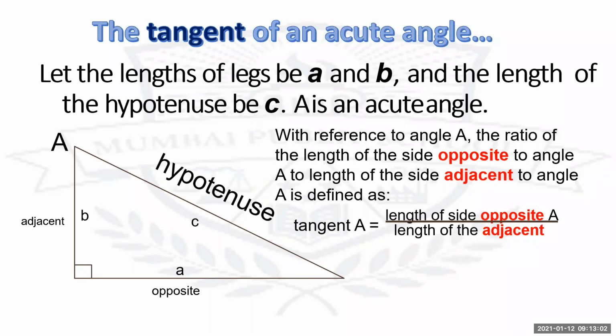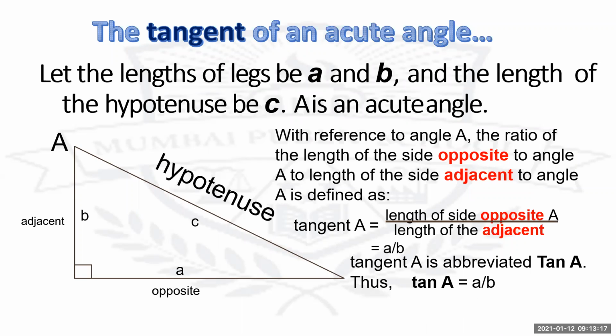So that is equal to the length of the side opposite to angle A upon the length of the adjacent side. That is equal to a upon b. Tangent A is abbreviated tan A. This tan A equals a upon b.